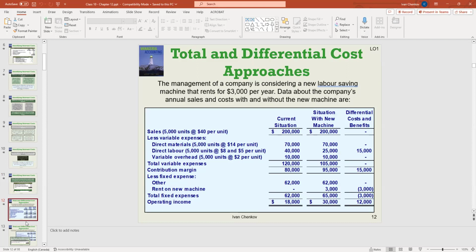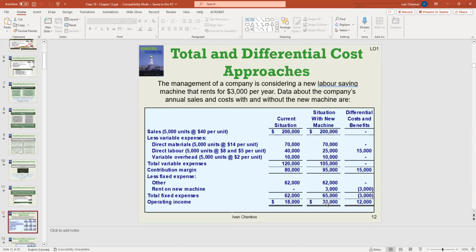So the question is, should they invest in the machine or not? Should they rent the machine or not? Obviously, the answer should be yes, because their operating income, as we can see, jumped by $12,000. Why? Because even though the machine rental cost is $13,000, they were able to save $15,000. So the savings on cost is more than the rental cost. For that reason, yes, go for it.